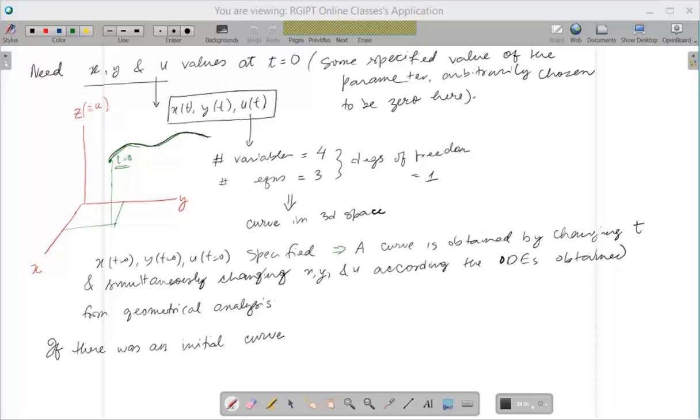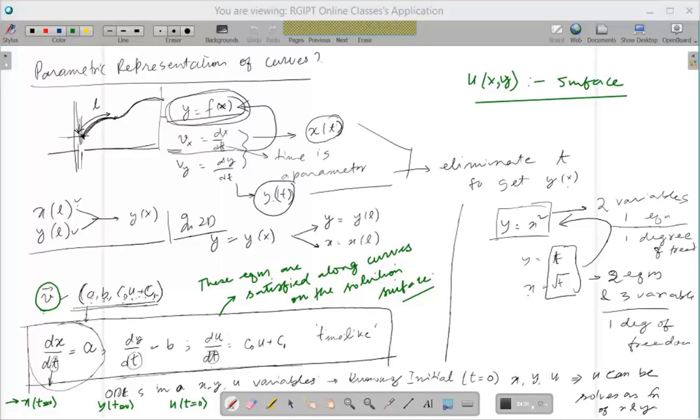Basically these are my characteristic curves. So this curve originates from this value, this curve originates from this value, and so on. For each such initial value specified, I can draw these curves by solving those three ODEs that I obtained and eliminating t from that. I can get these curves, and therefore I am going to get u as a function of x and y.